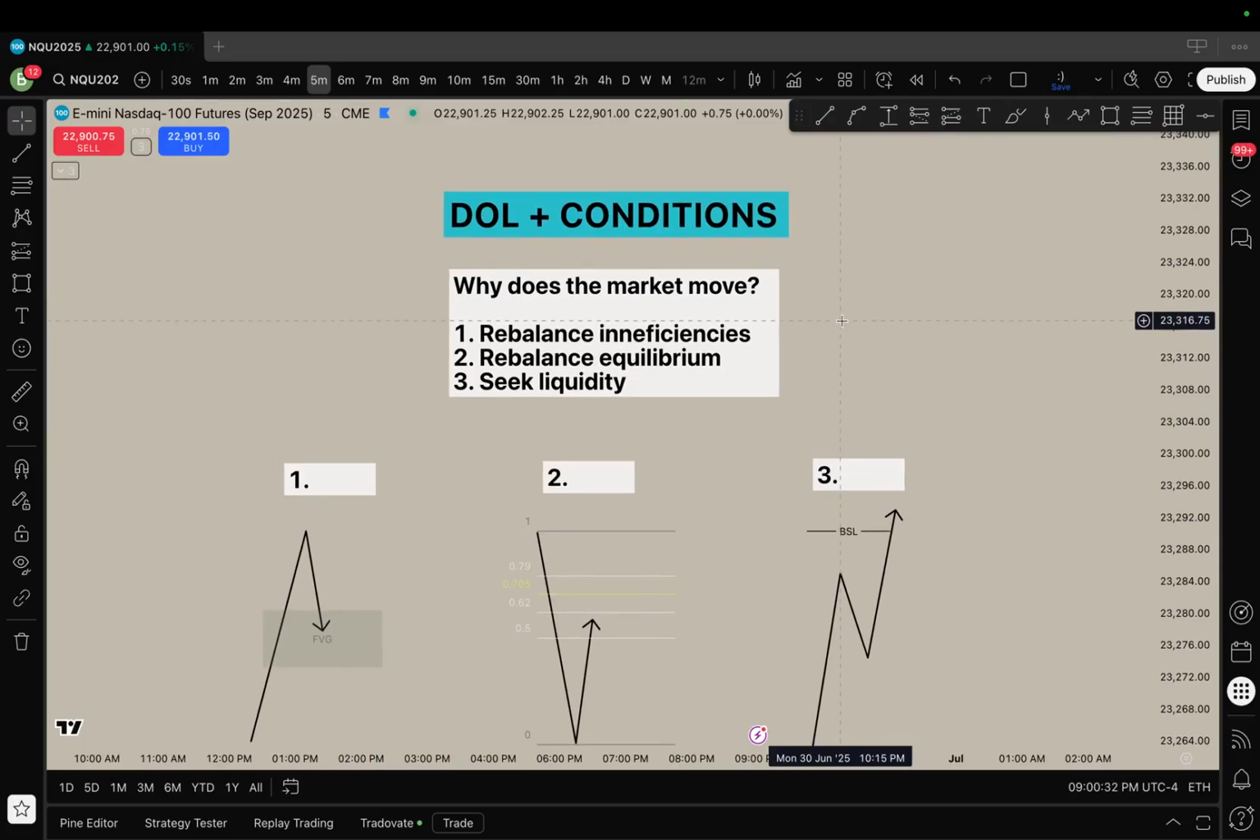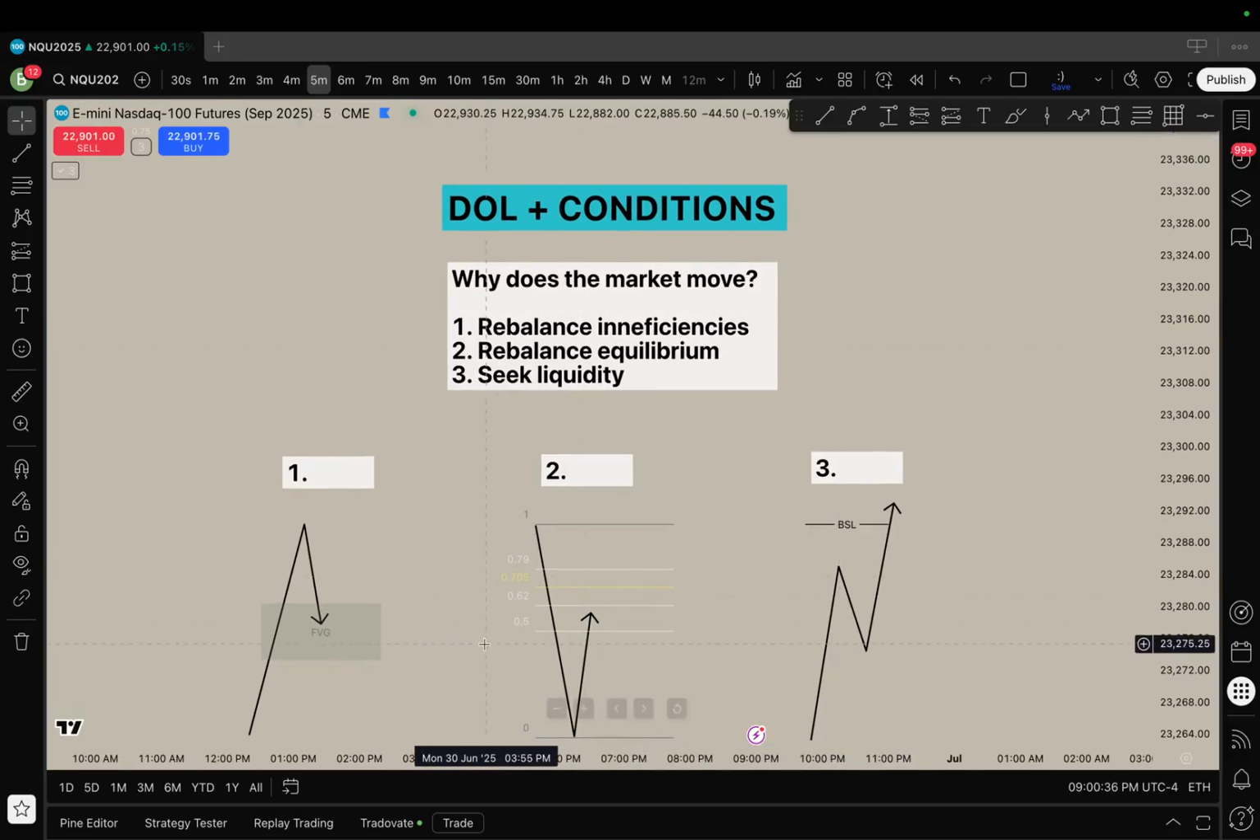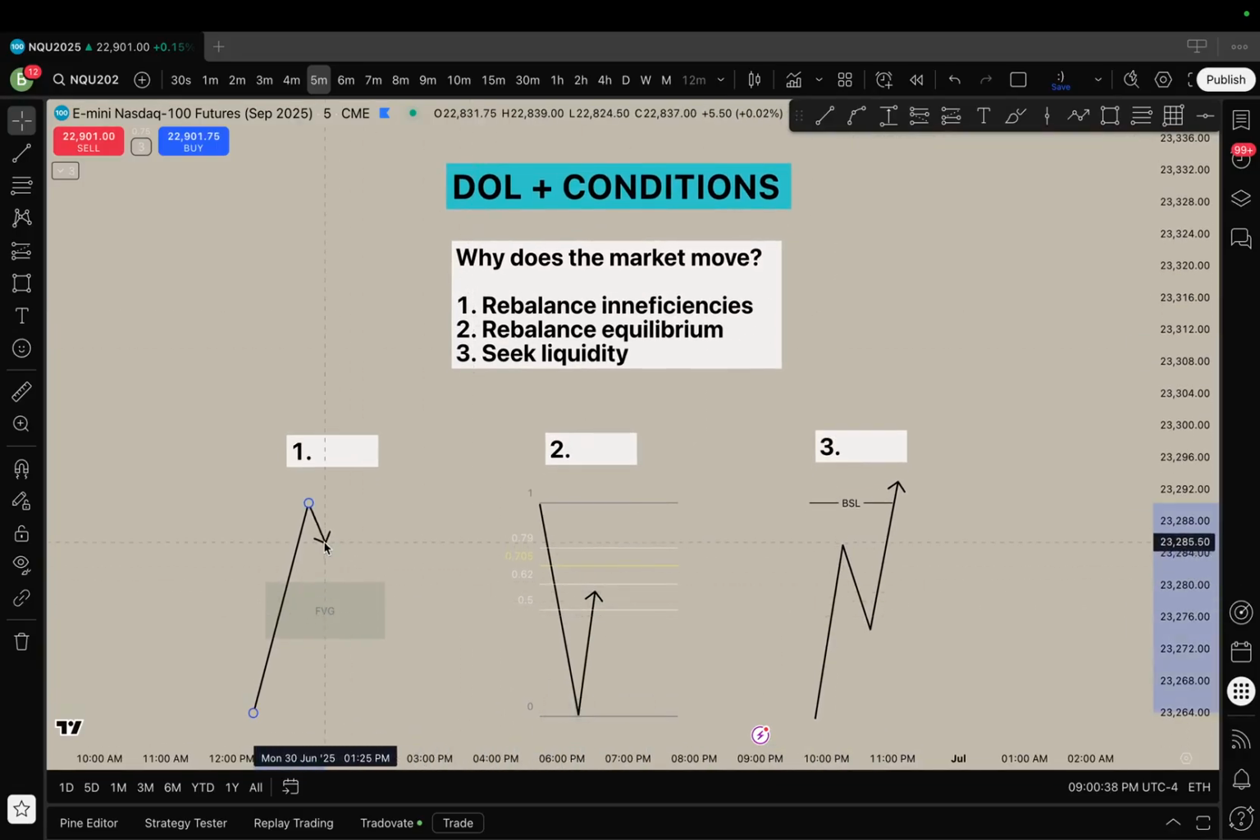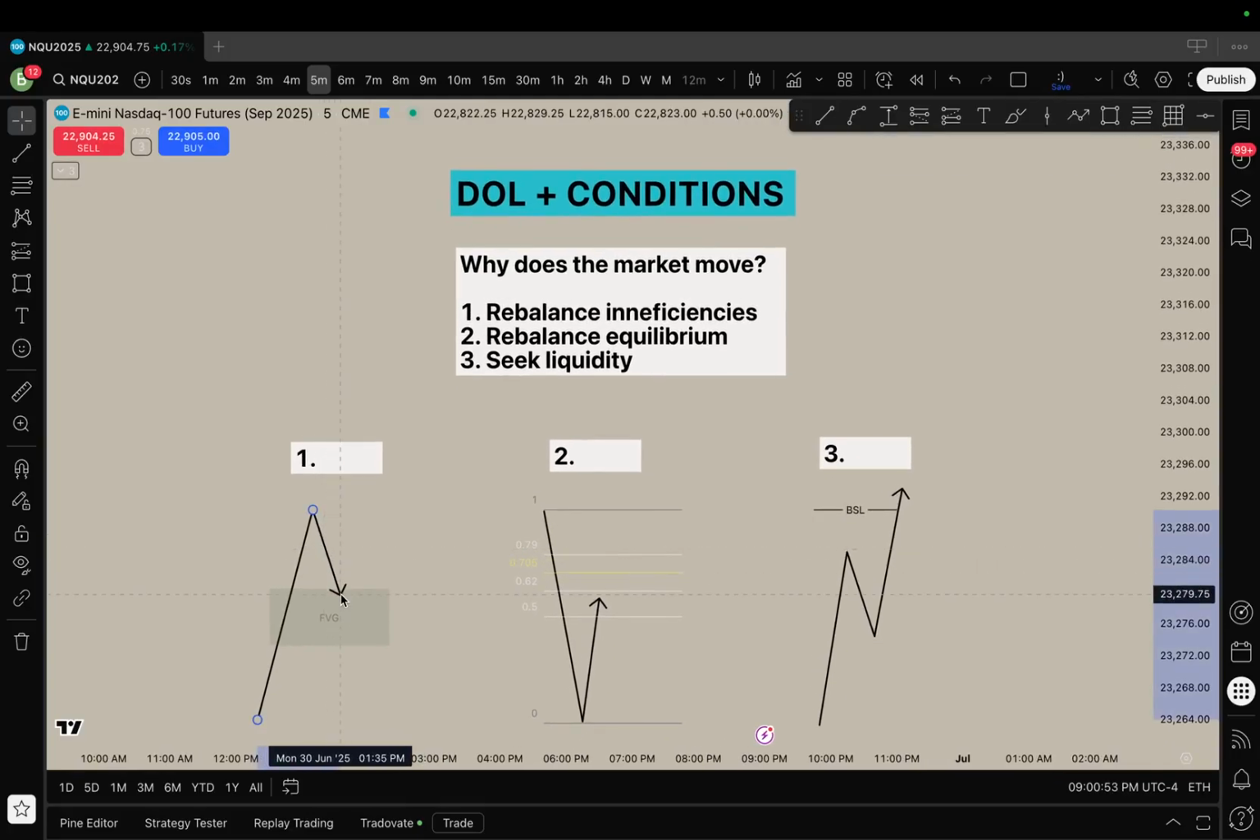Number 1 is to rebalance inefficiencies. What are inefficiencies? That is just going to be your fair value gaps. So when we have unmitigated, unbalanced fair value gaps in a range, this is basically like the MEC model. The MEC model is an example of why the market is moving, and why it's a valid draw on liquidity is an unmitigated gap. Price likes to rebalance these inefficiencies to get into fair value of the range, to get into these gaps, and this will send price further.